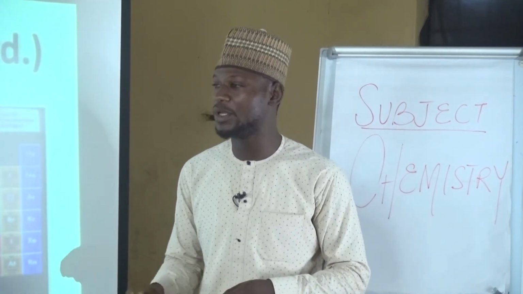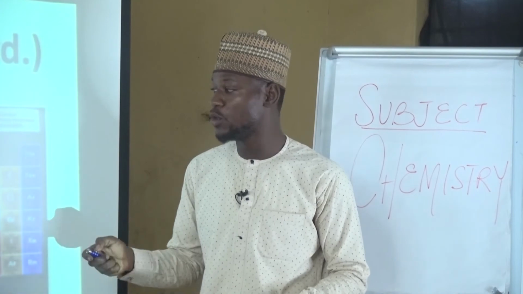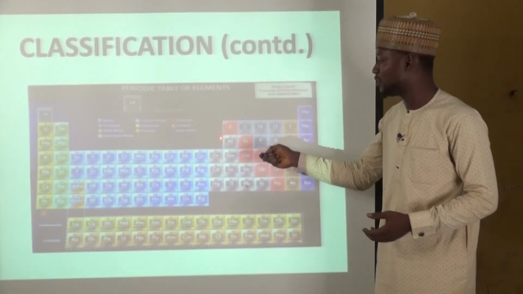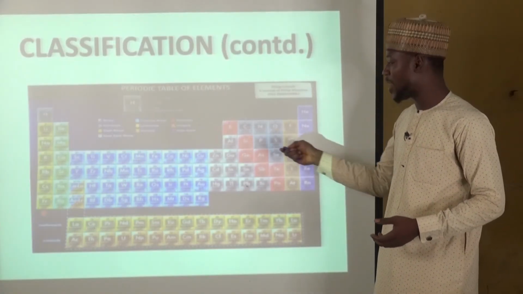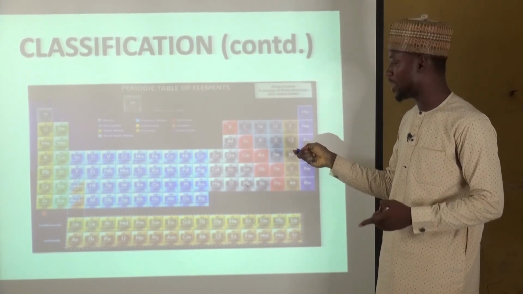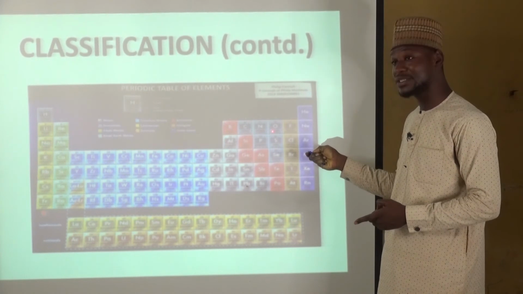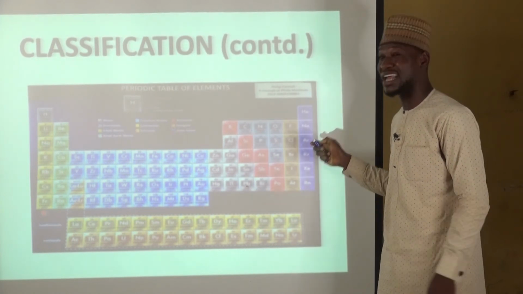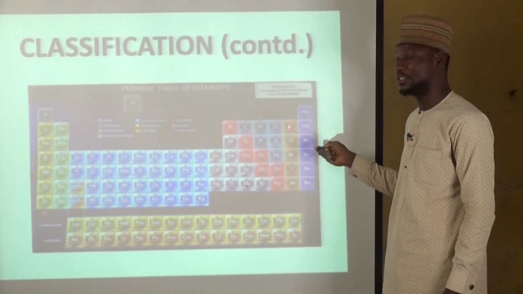Followed by the group 2 element, which are the alkaline earth metals. Then group 3 are the boron family, because their father here is boron. Then we have group 4, which is the carbon family. Why? Because their father here is carbon. Then the nitrogen family, the oxygen family, and of course, the most reactive non-metals, which are the halogens, group 7.